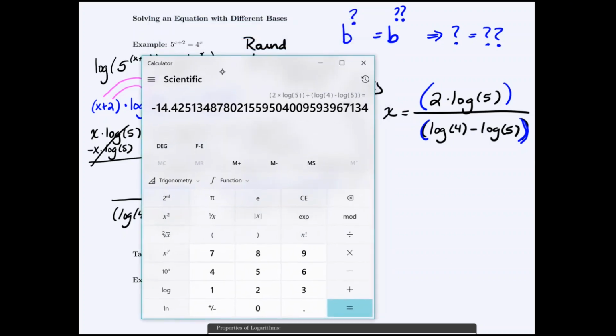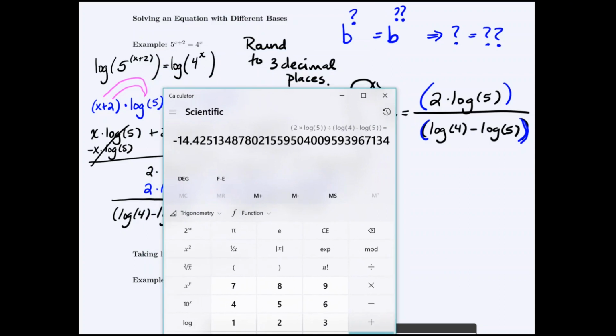14.42513487, and it did say round to 3 decimal places. So going over, that's 1, 2, 3. Looking past the 5, it's a 1, which means we wouldn't change the value. So it's just going to be negative 14.425.